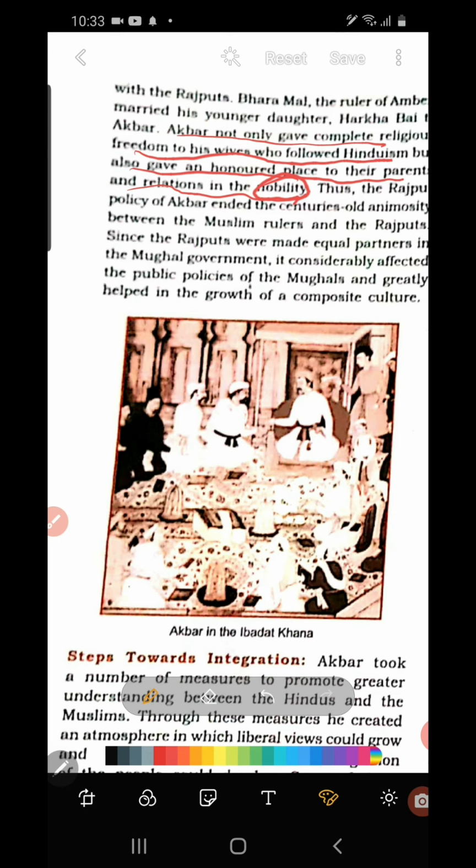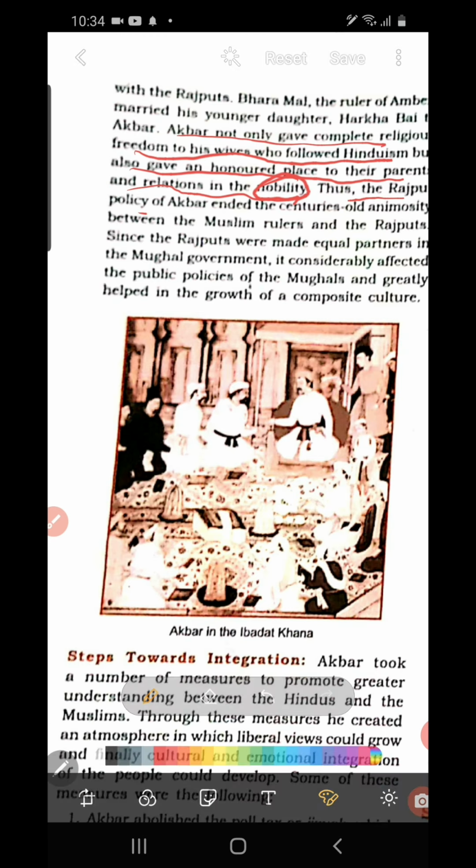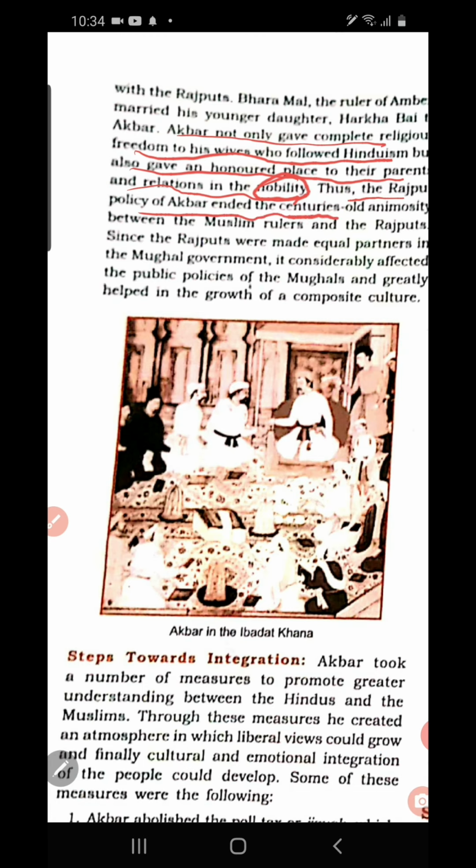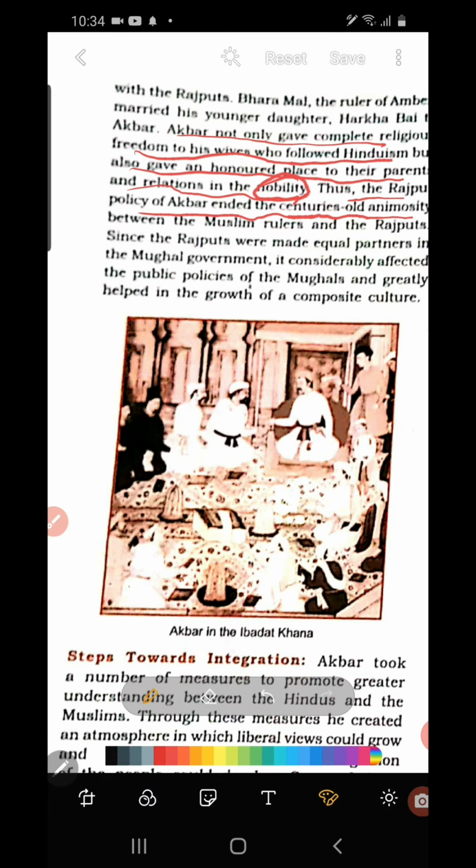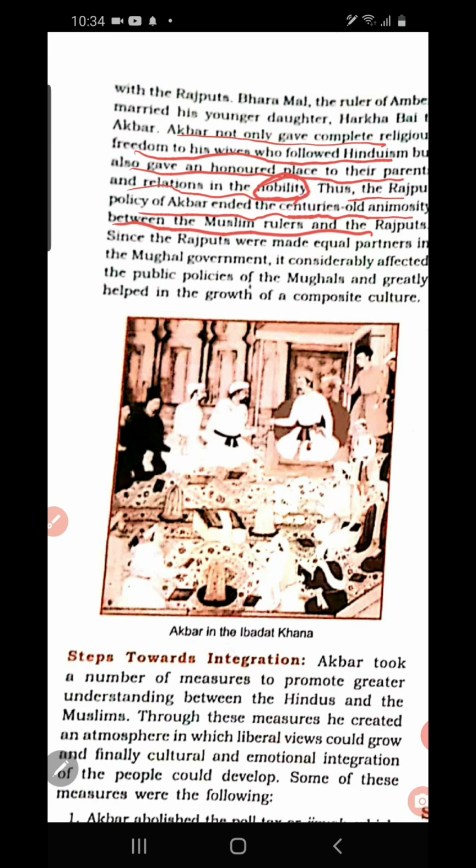So he appointed a number of Rajputs. He entered into marriage alliances. He also appointed a number of Rajputs to higher positions in his administration. Understood? Because of Akbar's Rajput policy, the centuries-old animosity ended. From the beginning, during the period of the Delhi Sultanate, these Rajputs were enemies of the rulers. But during Akbar's period, that enmity came to an end because of the wise policy he adopted.